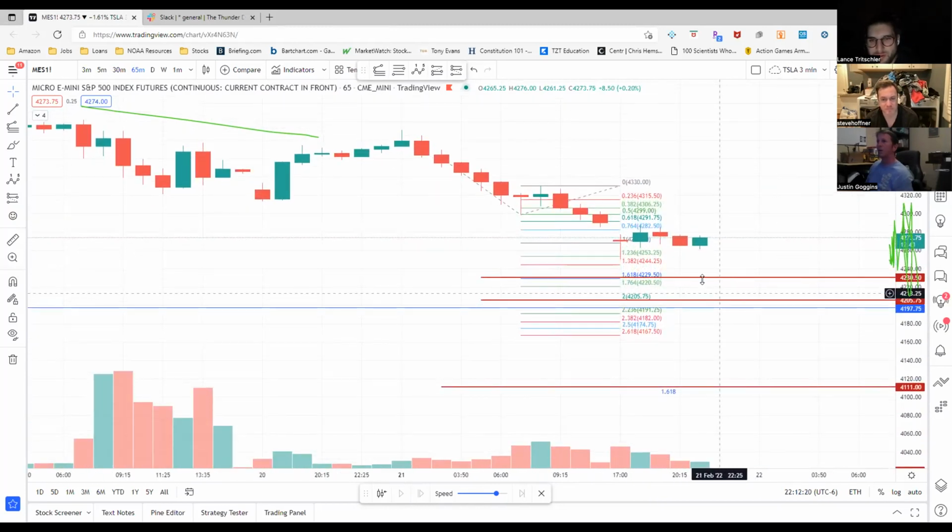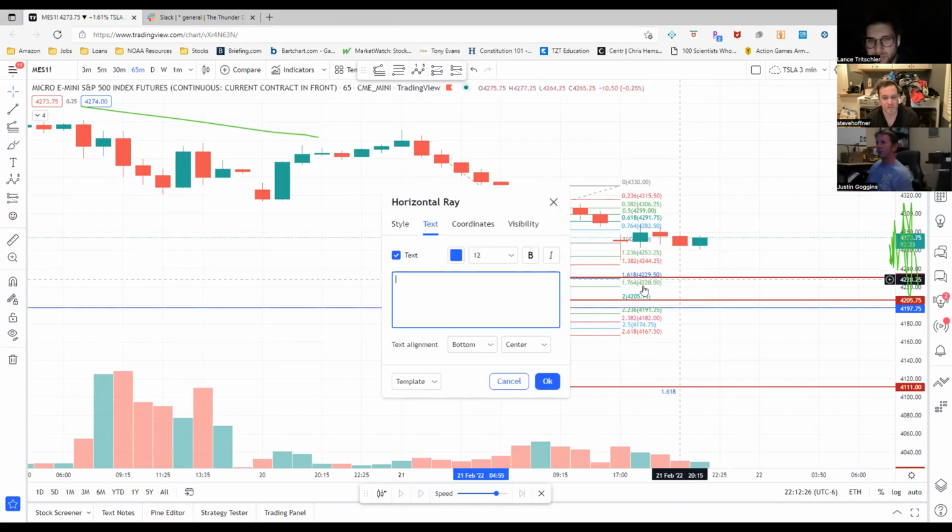Now this is the 200 level, right? Of that smaller one, yes. And this is the 200 level, happens to be.